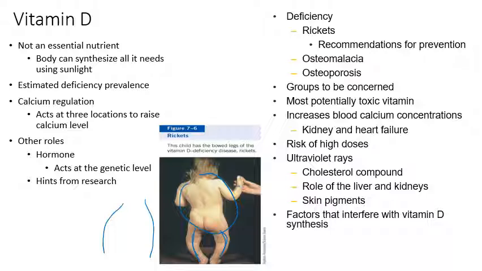Osteomalacia is also due to the deficiency of vitamin D, and osteoporosis as well. Groups that should be concerned about vitamin D deficiency, especially for osteoporosis, would be white women, Asian women, Hispanic women, or people with a genetic history of osteoporosis.